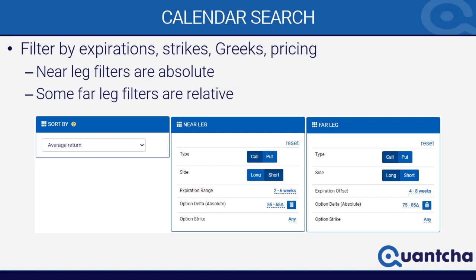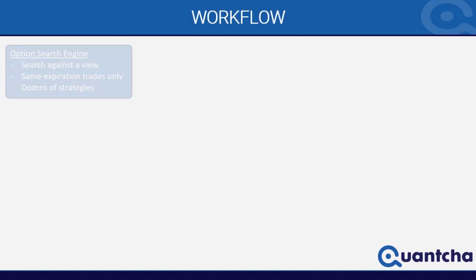And the idea here is this way, when you're zeroing in on those trades, you can be sure that you're looking at an expiration range that is going to be 4 to 8 weeks between your near and far leg, regardless of what you set up as the near leg. This will make a little more sense in the demo.